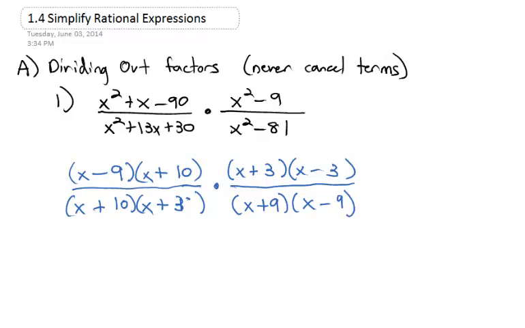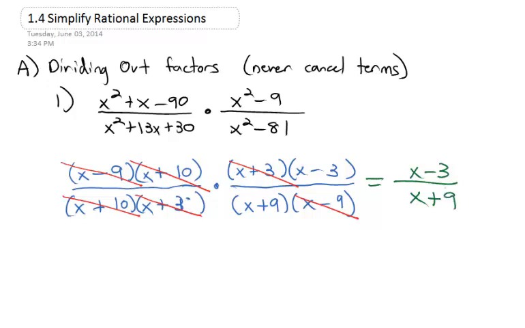And now that it's factored, now we can divide out factors that appear both in the numerator and denominator. The x minus 9 goes out with the x minus 9. The x plus 10 goes out with the x plus 10. The x plus 3 goes out with the x plus 3. And all that we have left in the numerator is an x minus 3, and in the denominator, an x plus 9 for our simplified expression.